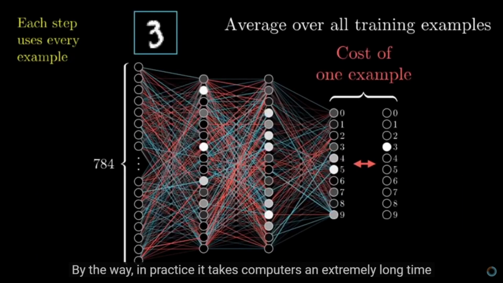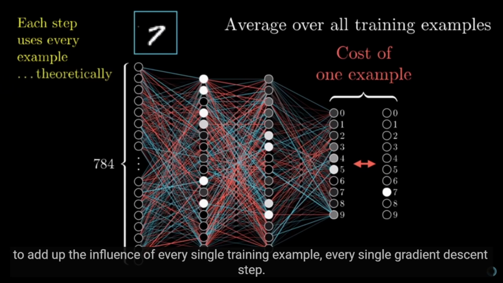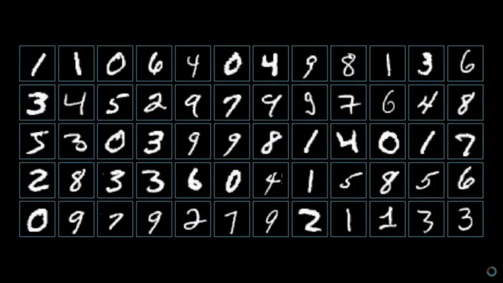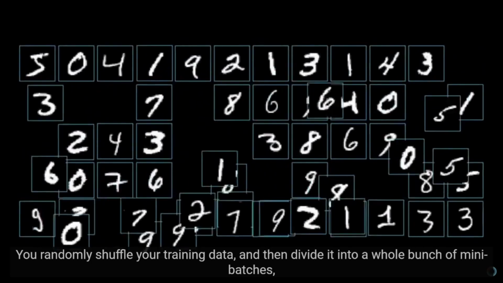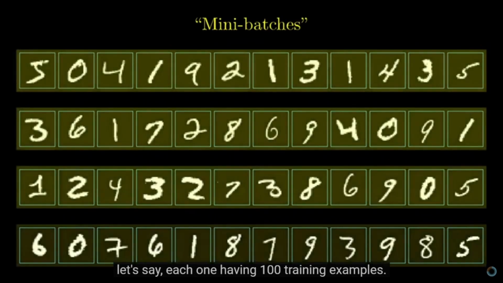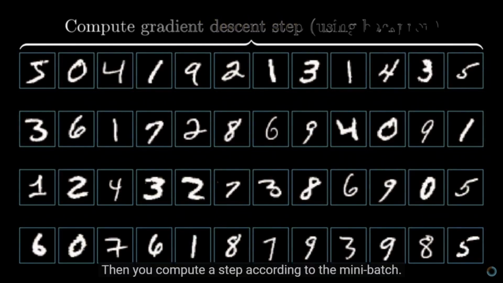By the way, in practice, it takes computers an extremely long time to add up the influence of every single training example, every single gradient descent step. So here's what's commonly done instead. You randomly shuffle your training data and then divide it into a whole bunch of mini batches, let's say each one having 100 training examples. Then you compute a step according to the mini batch.